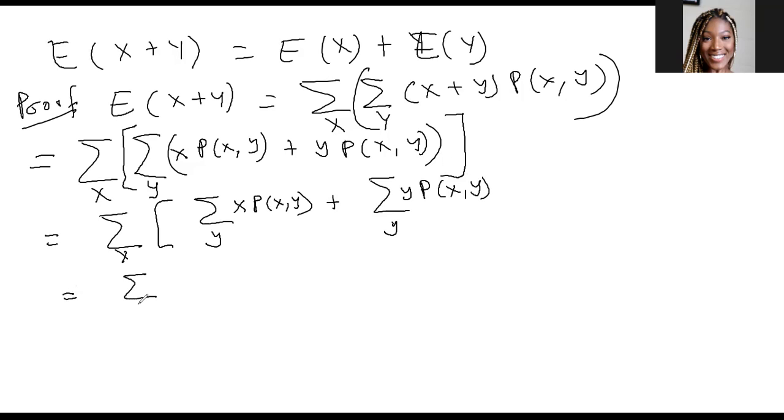This is equal to the sum over X. The sum is over Y, so X is a constant, it can get out. But here we cannot do that.